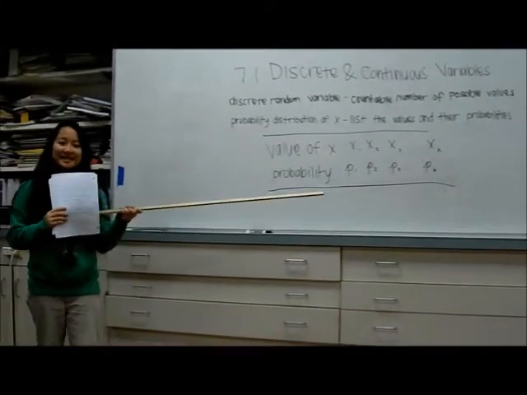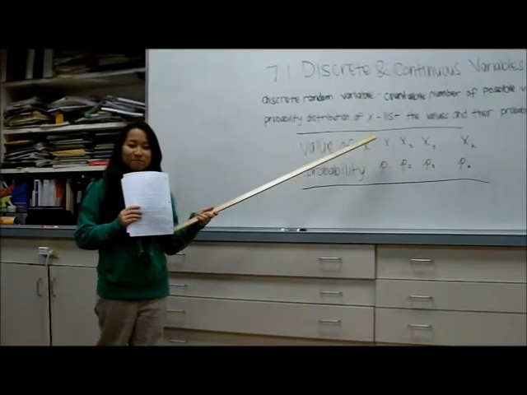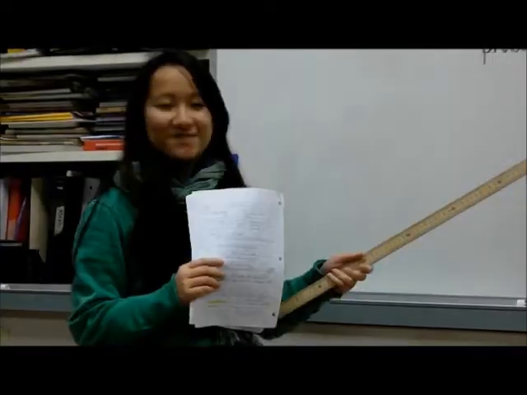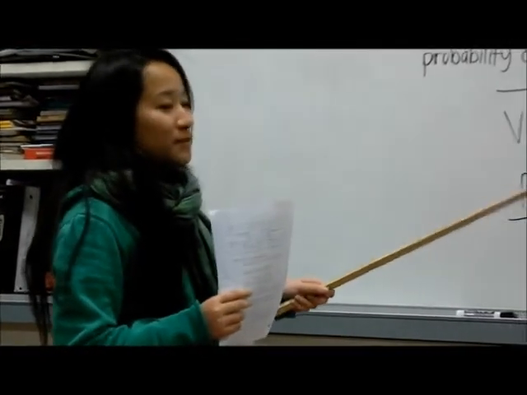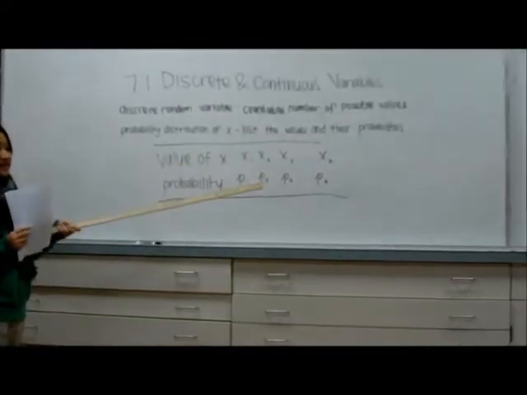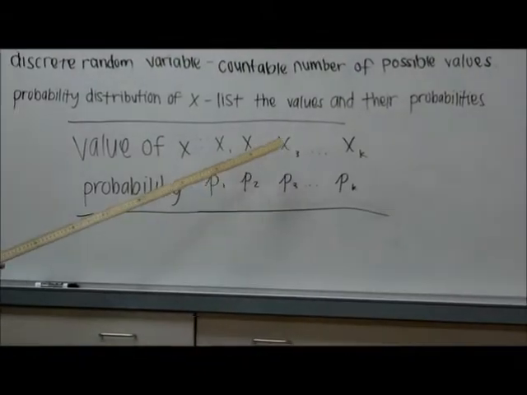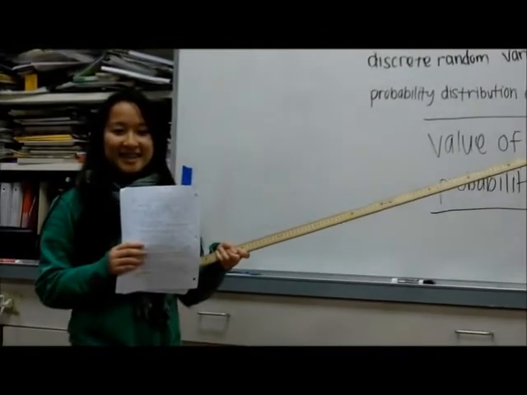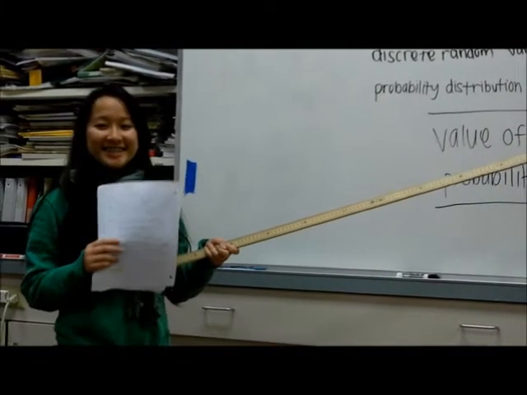For instance, when we talk about flipping a coin 4 times, we're trying to find the number of heads. So x1 stands for 0, x2 stands for 1, x3 stands for 2, and so on, because 0 would stand for none of the coins tossed being heads.